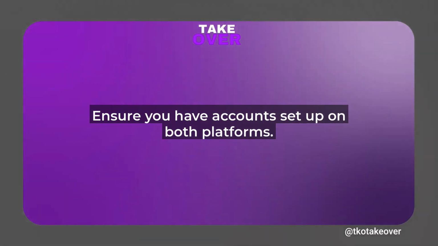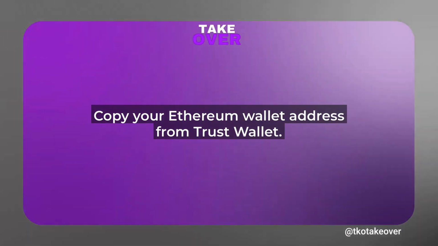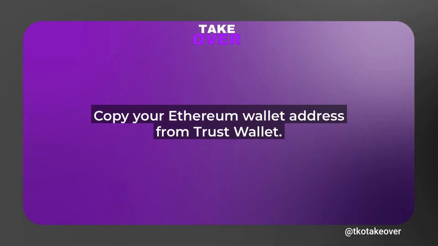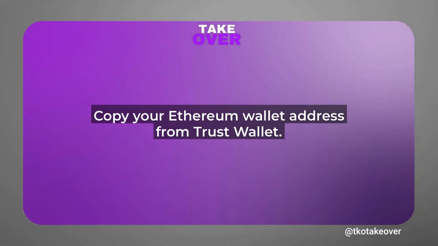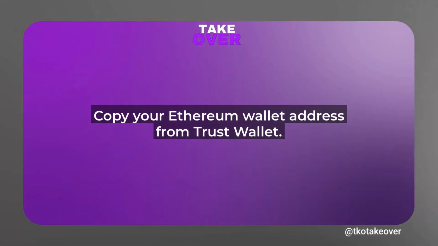Step 1. Open your Trust Wallet app and navigate to the Ethereum wallet. Tap on the Receive button to display your wallet address. Copy this address carefully. It's your unique key to receiving funds, so double-check for accuracy to avoid any mishaps.